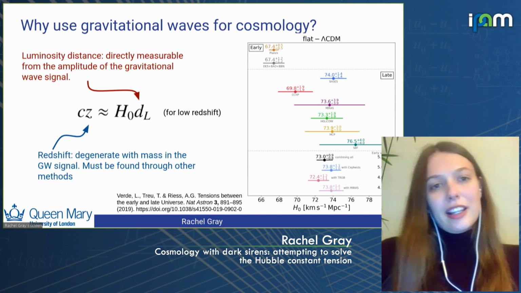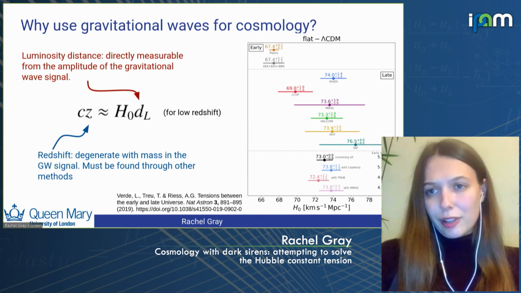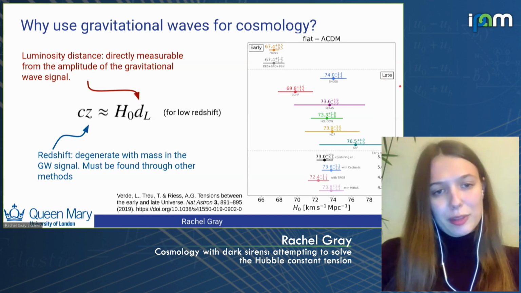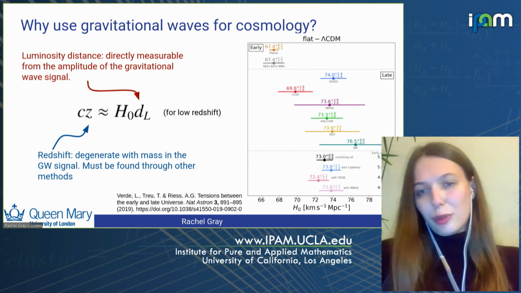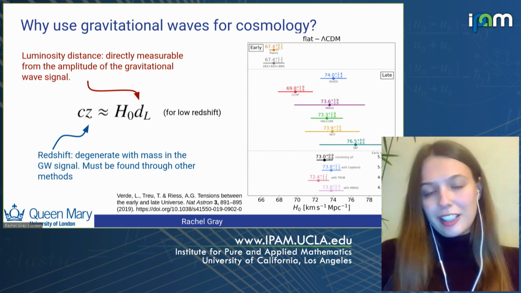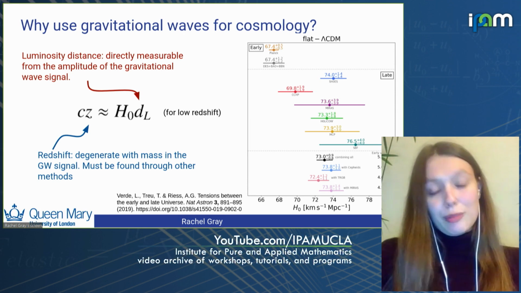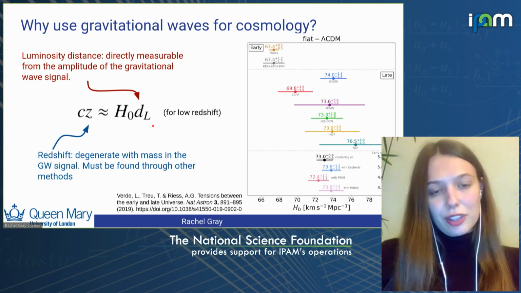So in the very beginning, why use gravitational waves for cosmology? In case anyone is rusty on their cosmology, I'm talking specifically about the Hubble constant at the moment. As we're all aware, the universe is expanding. The rate at which it is expanding is known as the Hubble constant. And if you want to measure the Hubble constant in the local universe, you can use this equation here on the left-hand side to do so.